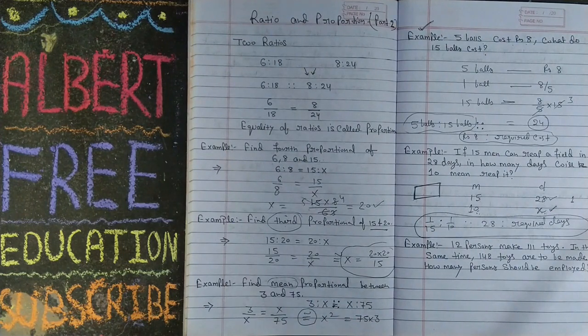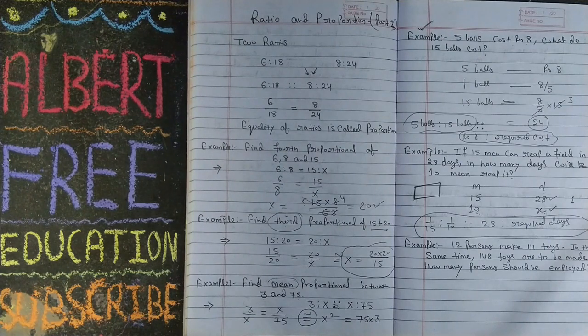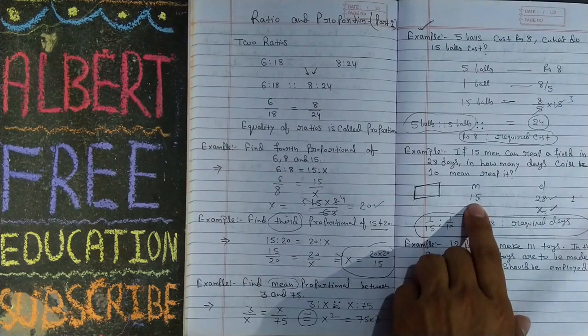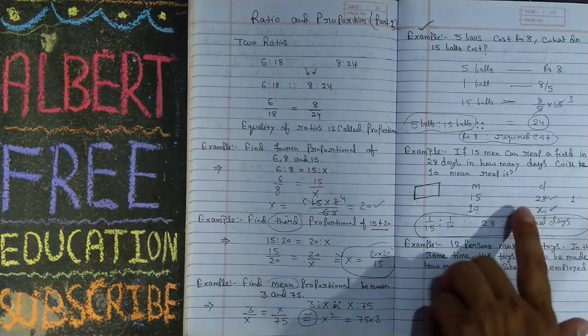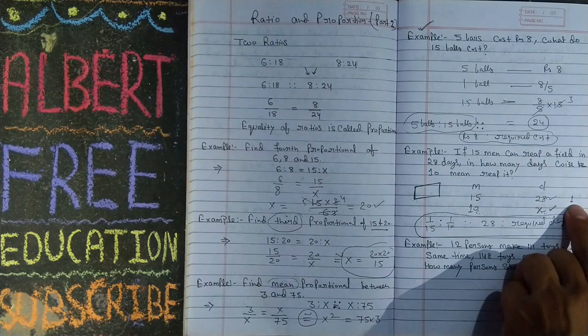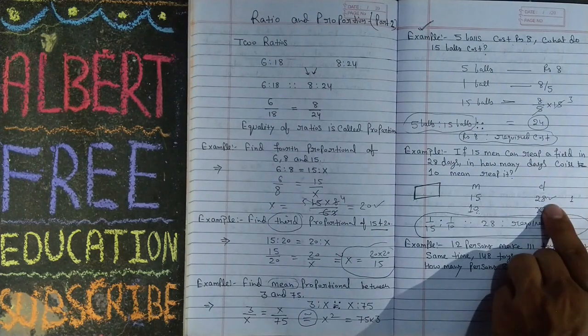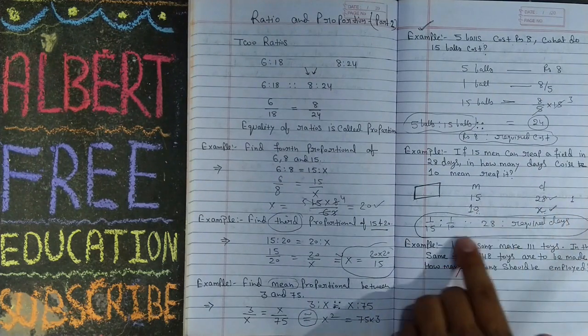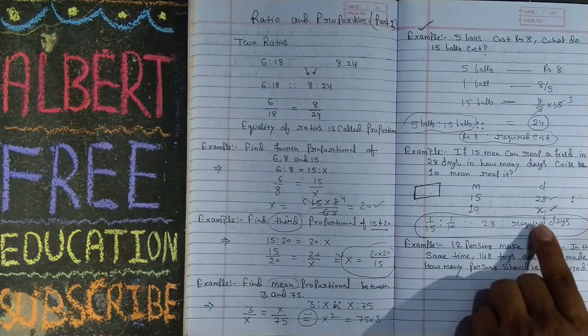Okay, so why have we written this in this manner? 15 men can complete a work in 28 days. Okay, so we have written this.